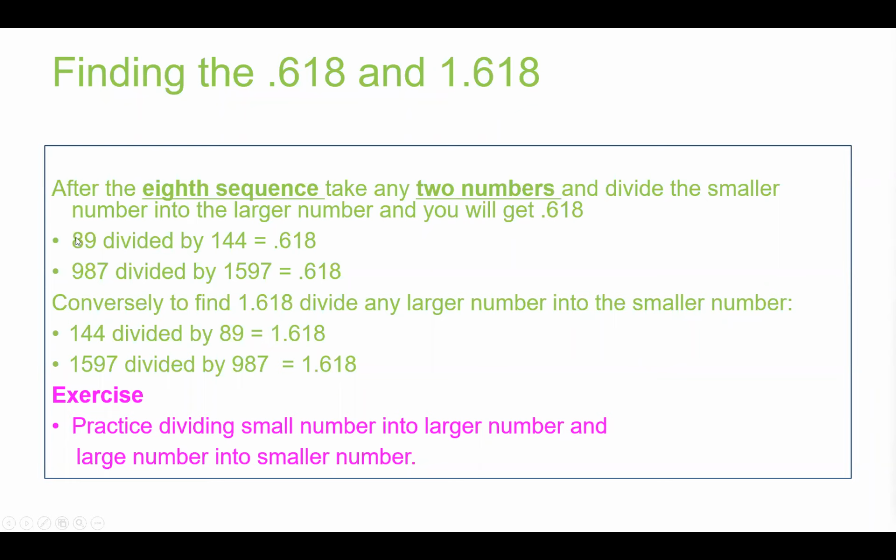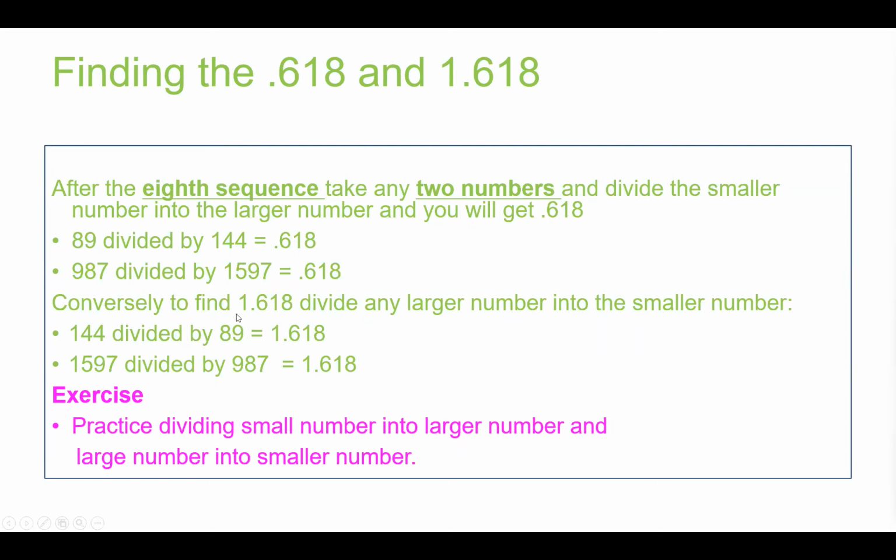And so here's a couple of examples. These are numbers that were in the sequence, divided to get 0.618. Another example here. So you can take any two numbers in that sequence like this and divide, and you're going to get the 0.618, the golden mean ratio.